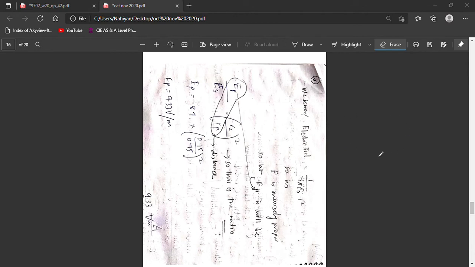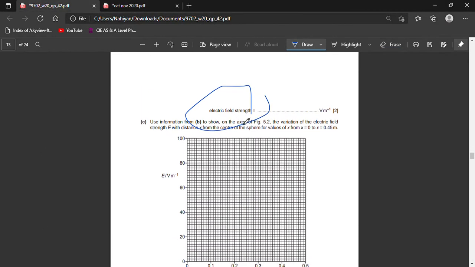So for P, you get a distance of P. For S, you get the radius S, and there is a square. So as a ratio, you have to put the square, and for P you get inverse this, and for S inversely you get here. So you just plug in the values, and you get the electric field strength as 9.33.